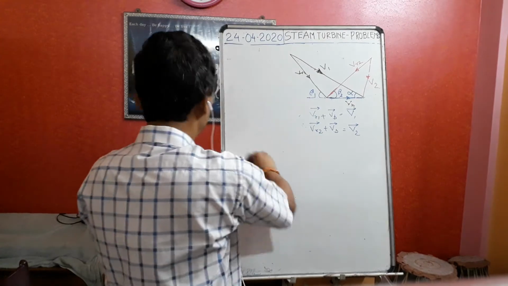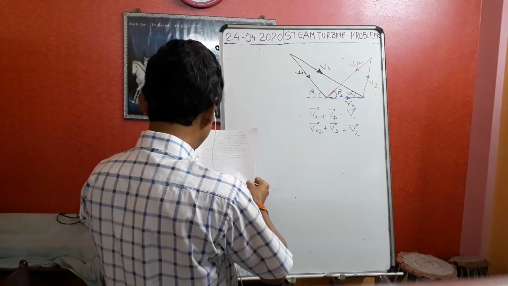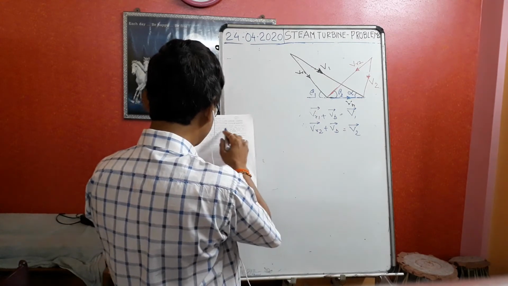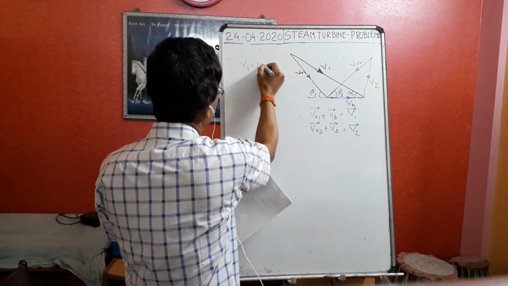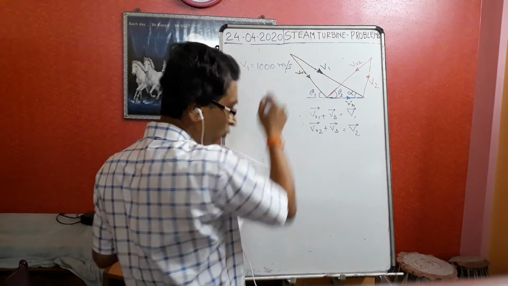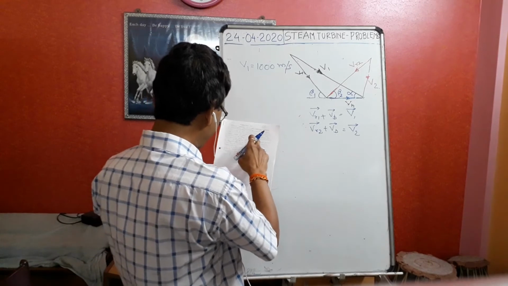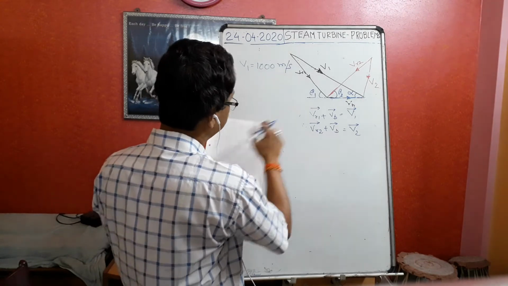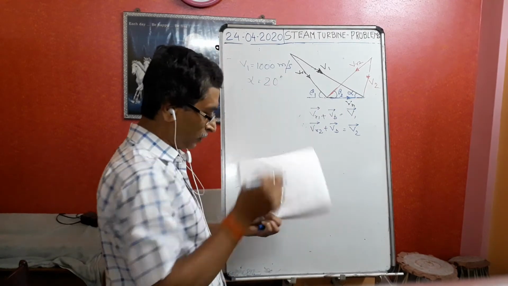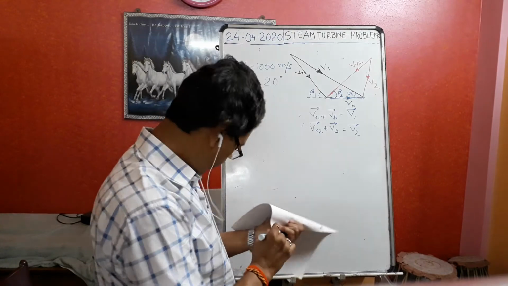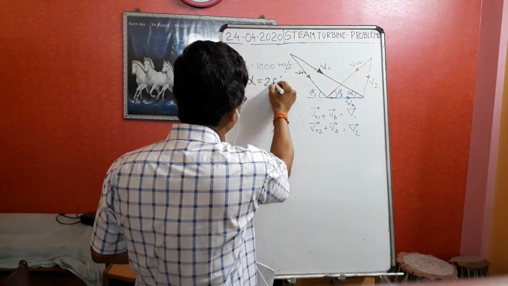In our first problem, what is given? The velocity of the steam entering the impulse turbine is 1000 meter per second. That means V1 is 1000 meter per second. And the nozzle angle alpha is 20 degree.